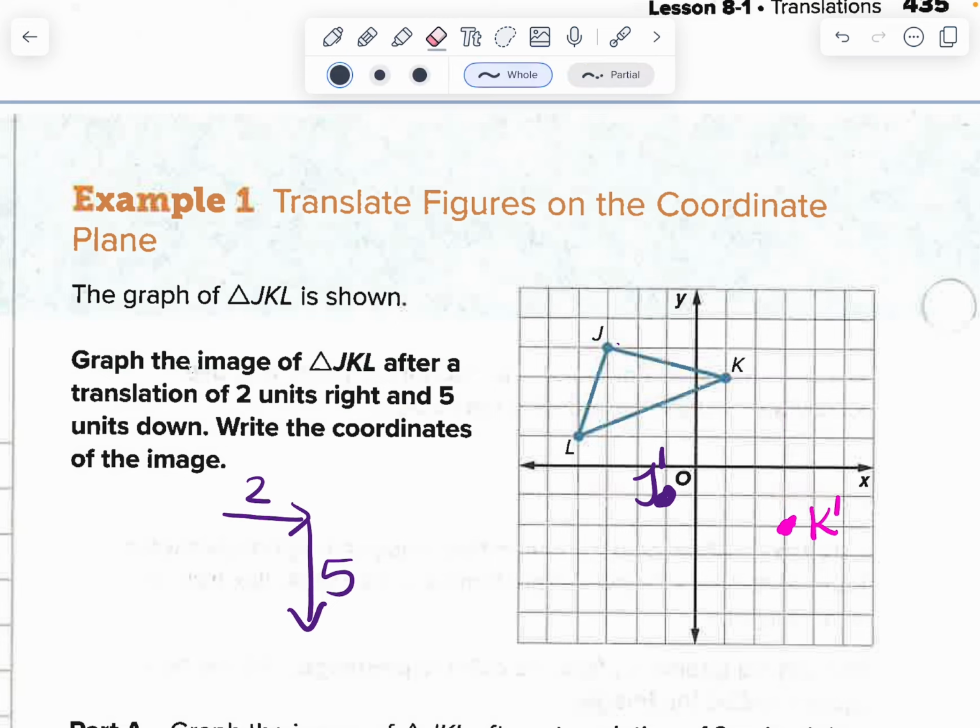And again, I don't actually need those lines. And then we're going to go 2 to the right, and we're going to go down 1, 2, 3, 4, 5. And we're going to call that L prime. Here we go. And now I'm going to connect the points. And now I have my new triangle of J prime, K prime, L prime.